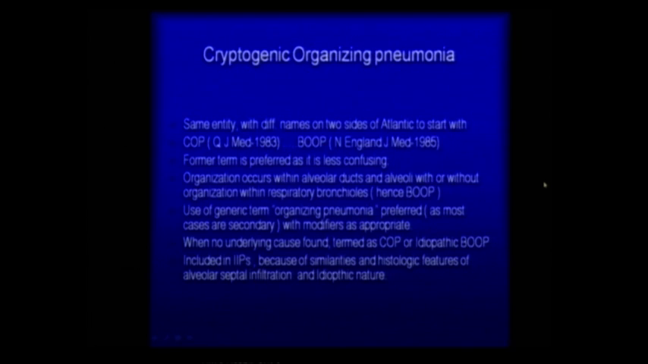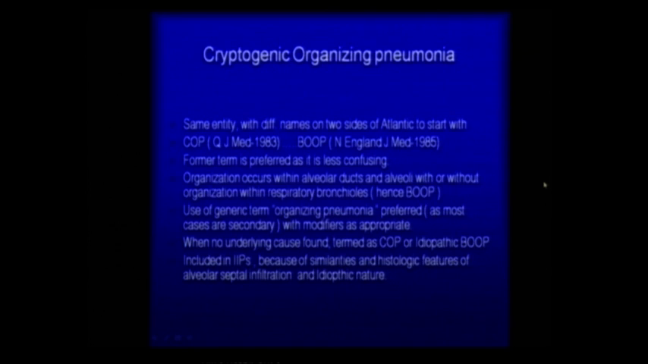Then we come to a very important entity called cryptogenic organizing pneumonia. Here again you have to stress significantly about the terminology. See, actually it is the same entity. To begin with, it was coined by different names on two sides of the Atlantic. In 1983 in the Quarterly Journal of Medicine, a case was reported which was termed cryptogenic organizing pneumonia. But the New England Journal of Medicine reported something called BOOP, that is bronchiolitis obliterans organizing pneumonia, in 1985.